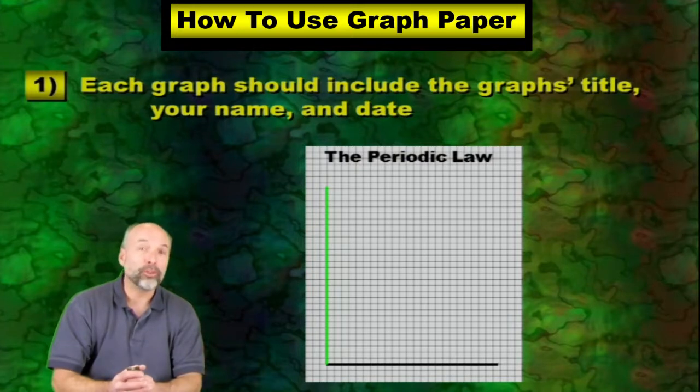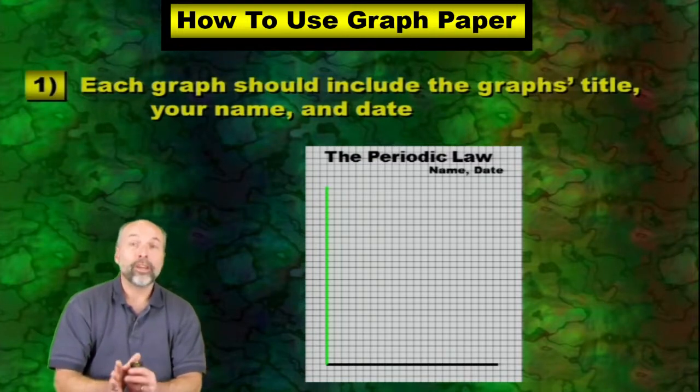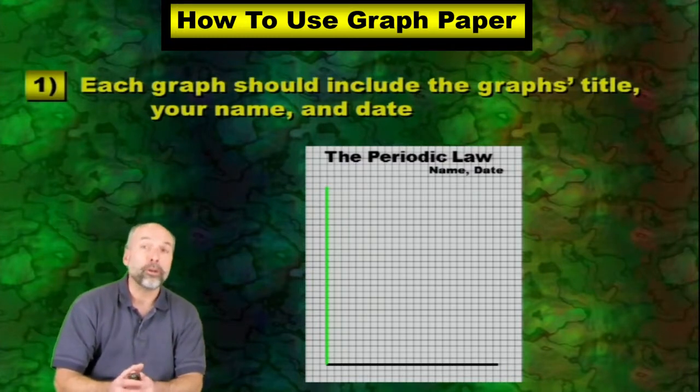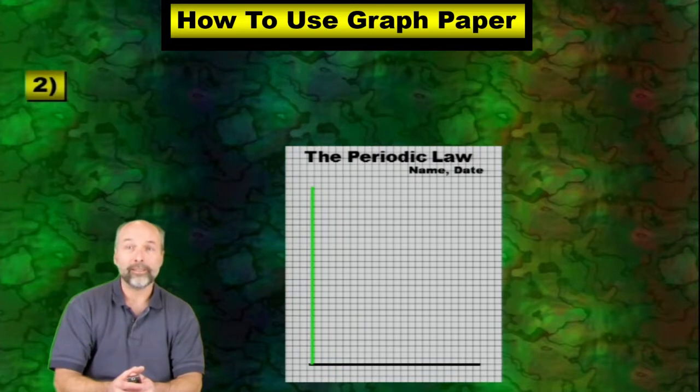Make sure you put your name on there as well as the name of the lab. Both of those things are going to be really important, and it's not a bad idea to put the date down also. Here's the starting point. You've got this thing, put down the title. We're going to call this the periodic law. Makes it kind of easy.